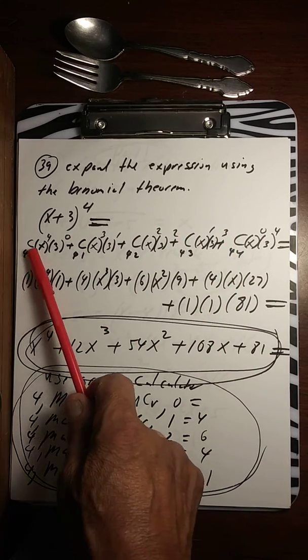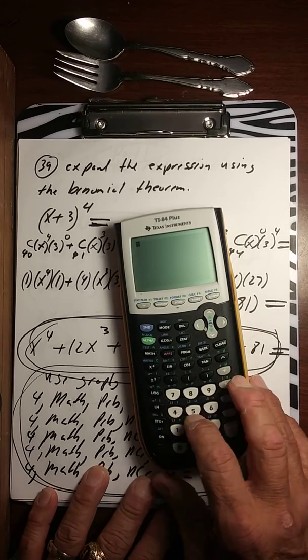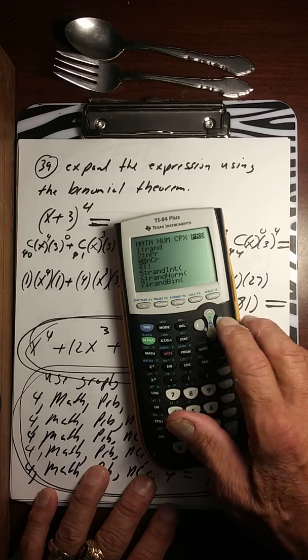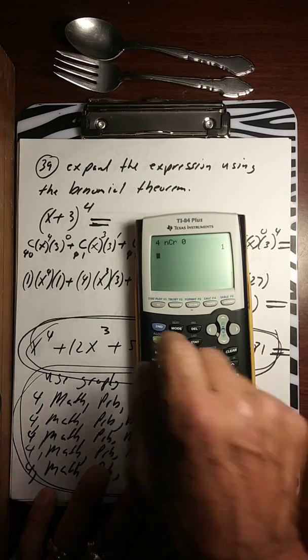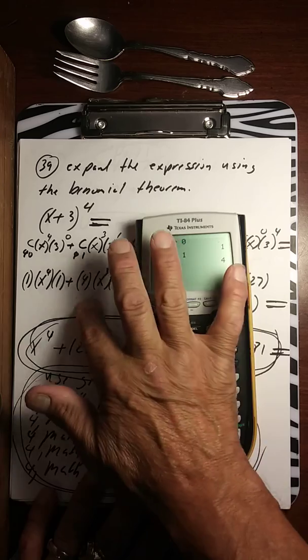So now, 4C0, how do you do that? Let's do it in a calculator. Let's go for math, probability, nCr. There it is, I found it. And that's going to give me a 1. Second enter, you put the next number, 1. You're going to get a 4.